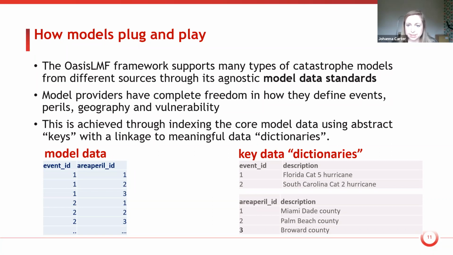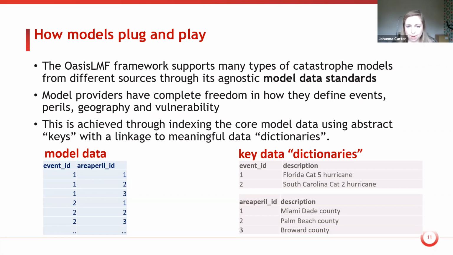The core model data is keyed data, so it uses abstract keys, and the meaning of the keys is kept in separate files called key data or dictionaries. So every model in Oasis will look like the table on the left, the model data. It's integers and floating point numbers only. There are no strings, no text, no meaning. And all of the meaning is kept on the right, in the key data or dictionaries.